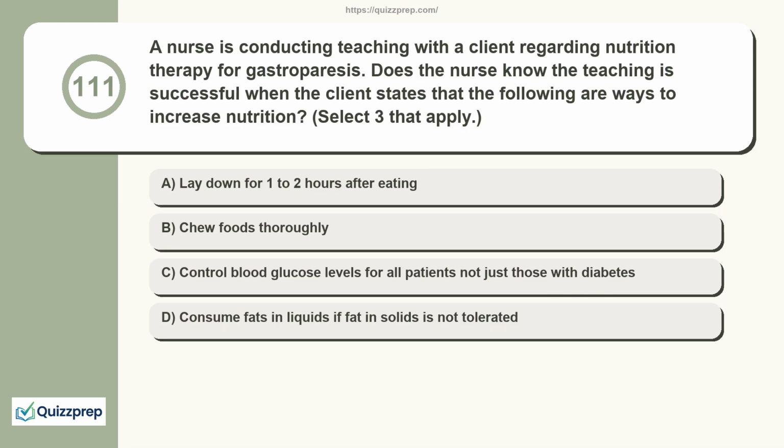Question 111. A nurse is conducting teaching with a client regarding nutrition therapy for gastroparesis. Does the nurse know the teaching is successful when the client states that the following are ways to increase nutrition? Select 3 that apply. Lay down for 1 to 2 hours after eating. Chew foods thoroughly. Control blood glucose levels for all patients, not just those with diabetes. Consume fats and liquids if fat and solids is not tolerated.